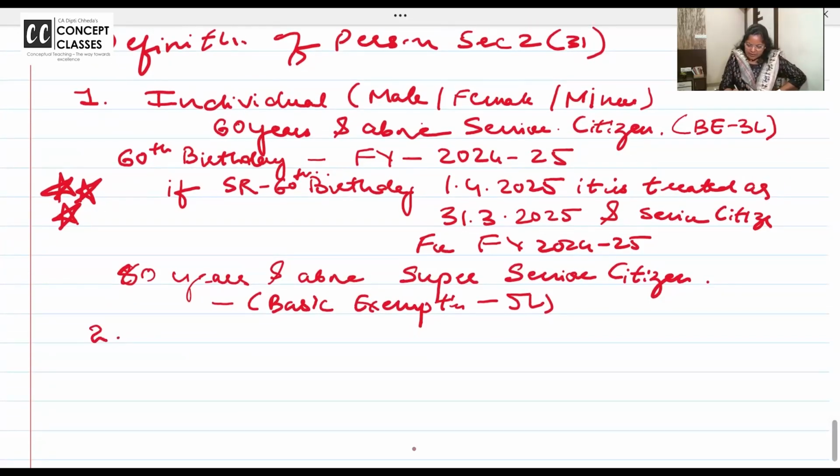Now we'll go to the second kind of person, HUF. I call it actually as a jul. Ma'am, why jul? You must have studied this in your 12th standard, Hindu undivided family, Dayabhaga and Mitakshara and all. So how is an HUF formed? How is it formed actually?